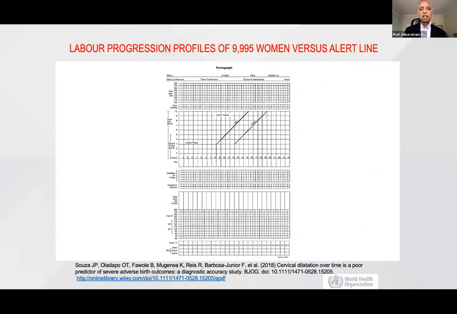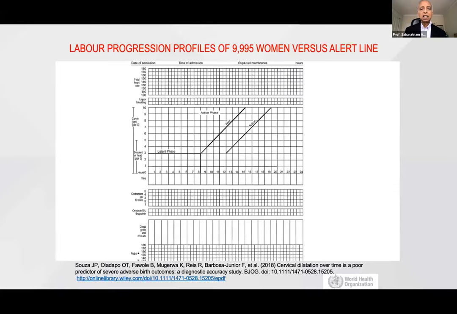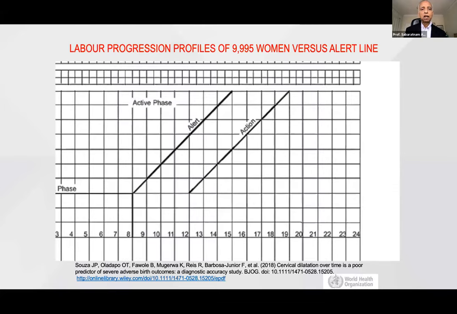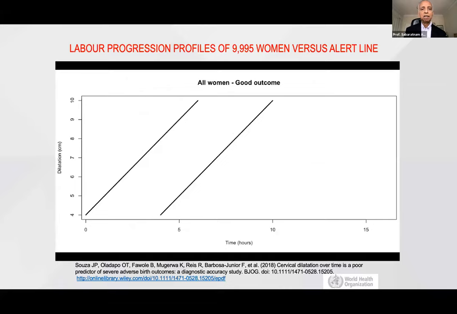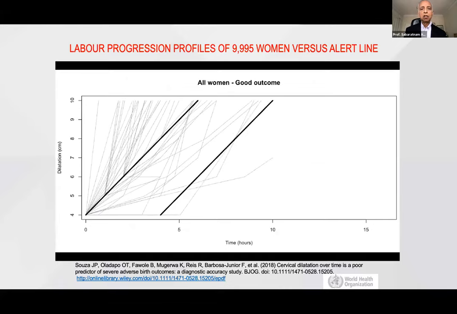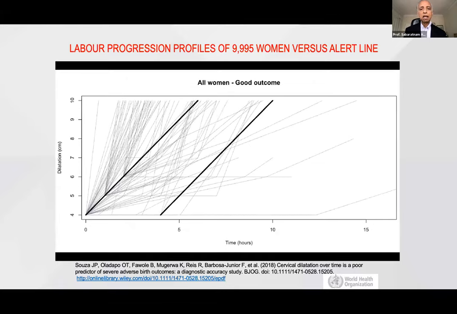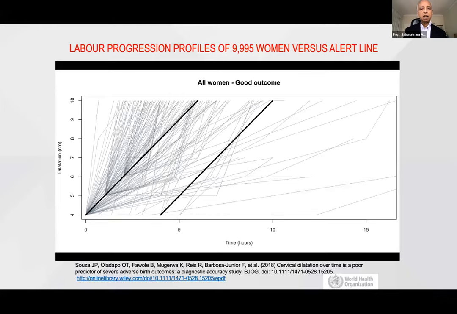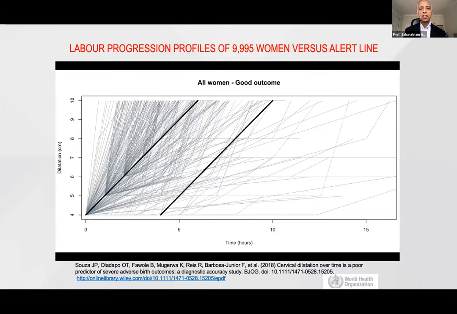So let us look at these curves on the existing WHO Partograph. So the WHO Partograph has this alert and action line. So these are women with good outcome, both for the mother and the baby. So the cervix is dilating in a vast number of women to the left of the alert line, another group of women to the left of the action line.